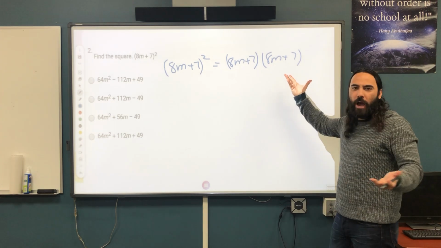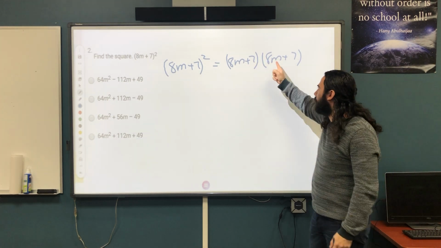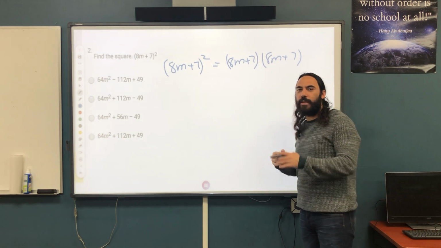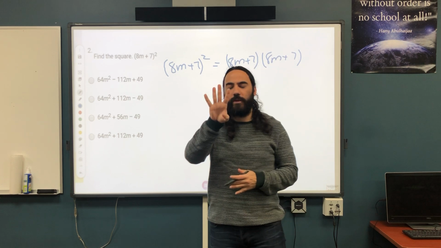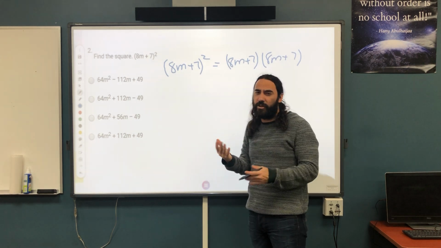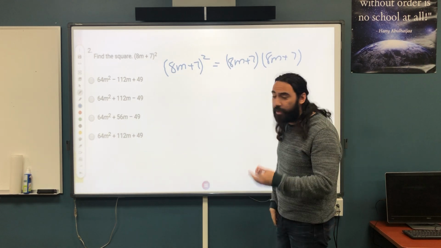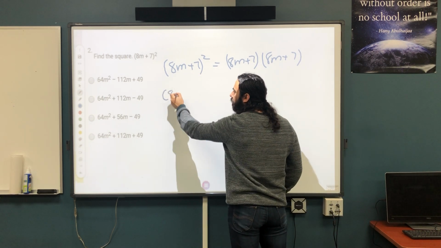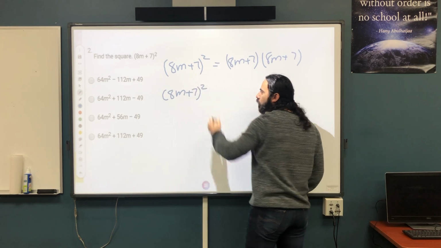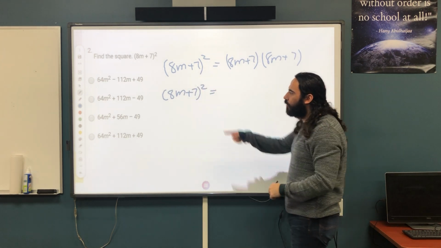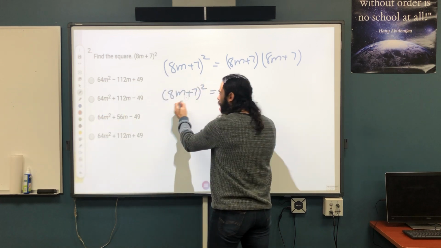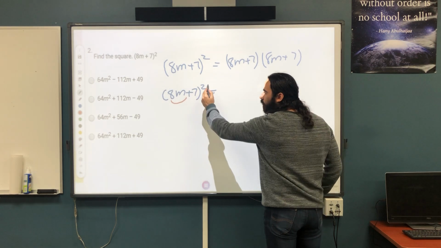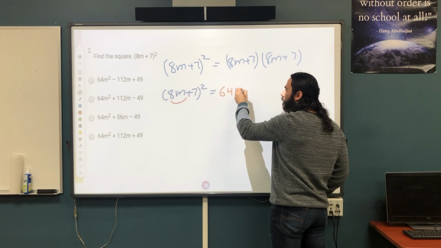Now, in this case, we know how to solve it. We need to multiply the first times the first, the first times the second, and the second times the second. We are going to have 4 multiplications. But in this case, it will be easier if we don't have 4 multiplications, and we can get the same answer. So how do we do that? We take 8m plus 7 squared. First, you square the first one. So 8m squared, 8 squared is 64m squared.